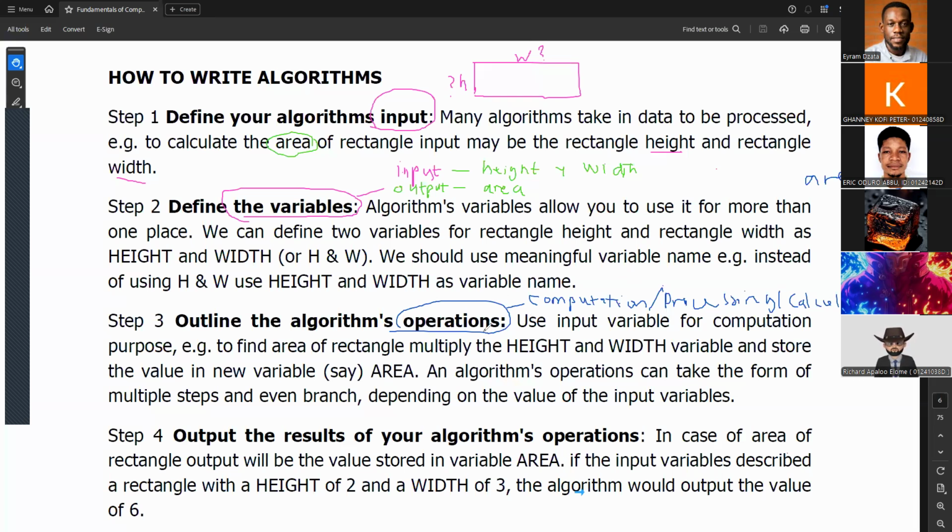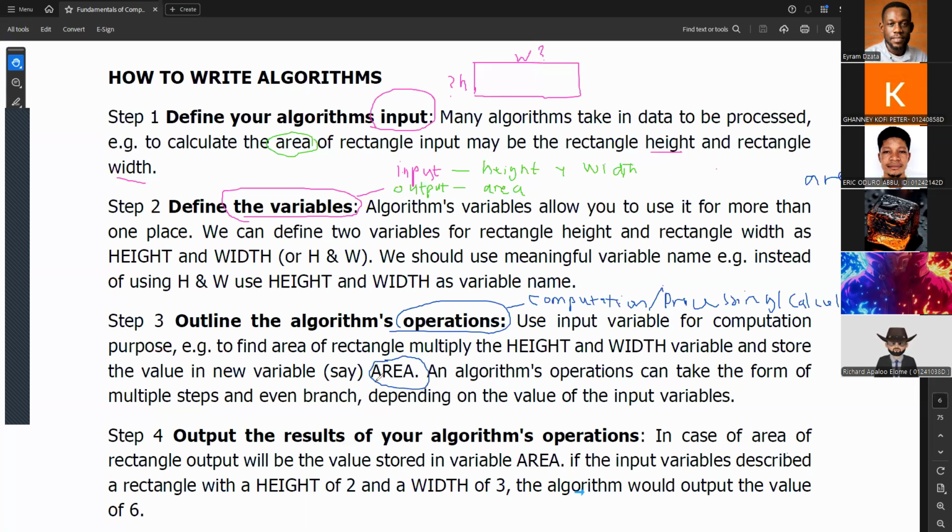So the operation is looking at how you perform the computation. You have your inputs. You know what you are expecting as an output. So how do you put the inputs into the formula and perform your calculation in order to arrive at your desired answer? It says here that you use the input variable for computation purposes. To find the area of a rectangle, we multiply the height and the width variable and store the value in a new variable, say area.